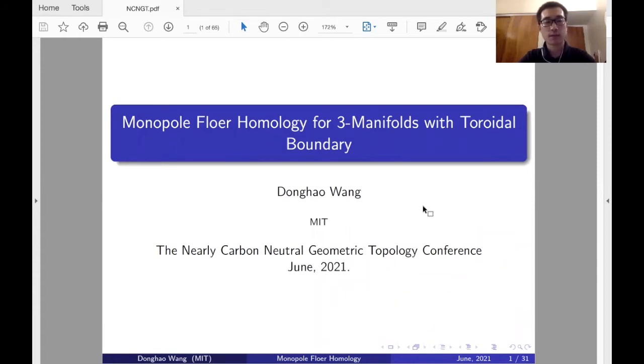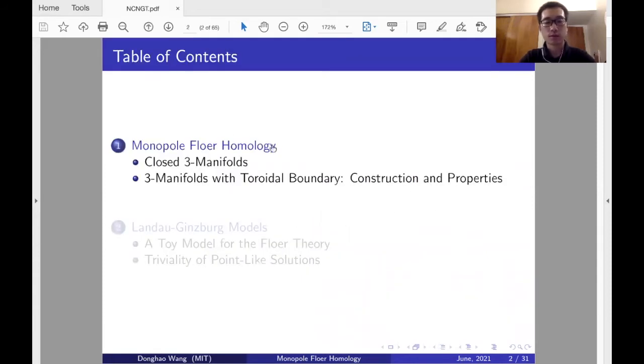This talk will be divided into two parts. In the first part, I will first review the classical theory of monopole Floer homology for closed oriented three manifolds. After that, I will discuss the generalization for three manifolds with toroidal boundary. I will sketch the construction and summarize some of the formal properties that are available so far.